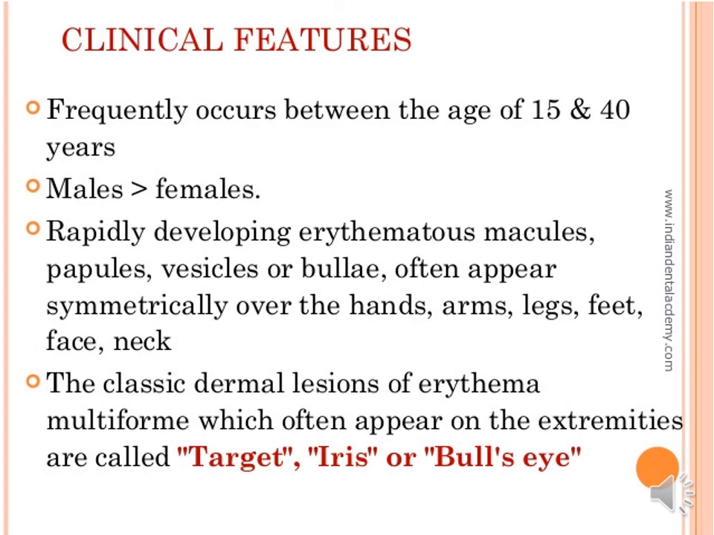Clinical features: they frequently occur between the ages of 15 and 40 years, male more than female. Rapidly developing erythematous lesions, including papules, vesicles or bulli, often appear symmetrically over the hands, arms, legs, feet, face and neck. This is the classic dermal lesion of erythema multiforme, which often appears on the extremities and is called the target, iris, or bullous eye lesion.